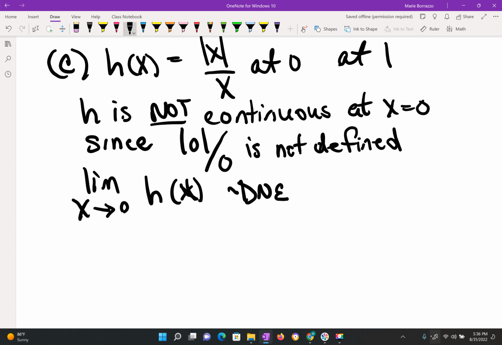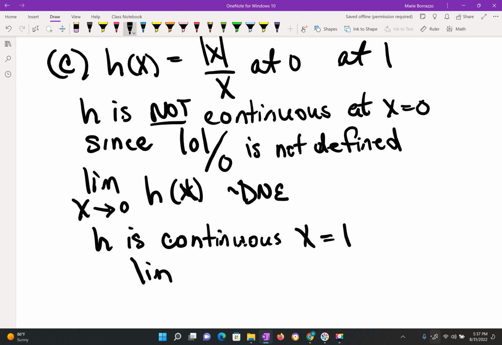Okay, and if we check it at 1, we could say h is continuous at 1, at x equals 1, because the limit as x approaches 1 gives us the absolute value of 1 over 1, which is equal to 1, which is also equivalent to h of 1. Is it starting to marinate a little bit? Yeah? Parts go in, parts do not.